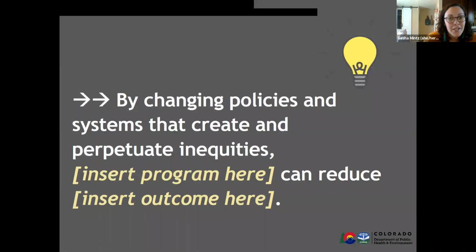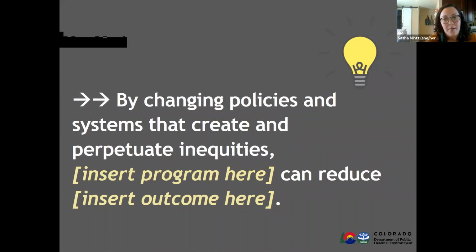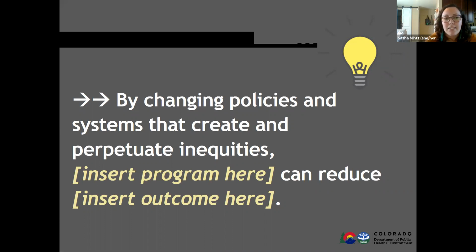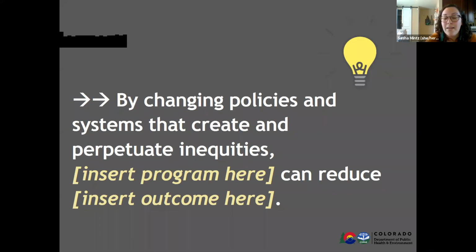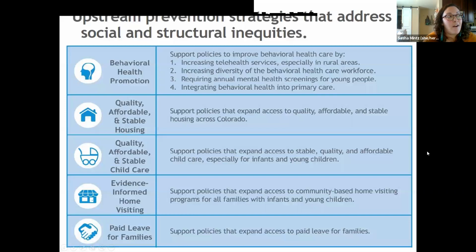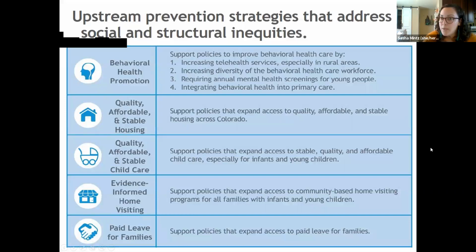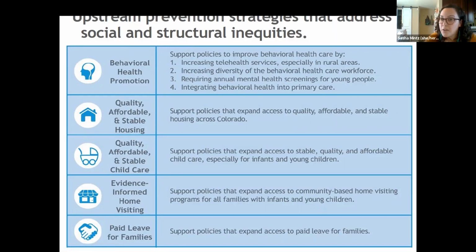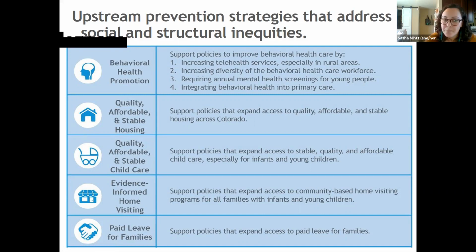And this approach can apply to so many programs and outcomes, including those that you all work on. Insert your own program and outcome into this statement and think about how you can move upstream to change how policies and systems work to help people instead of harm them, addressing inequities and eliminating disparities. Some examples are the prevention recommendations that we make to our legislature, as I mentioned, every July. So the upstream strategies that you see on the slide are the ones that we prioritized this year.